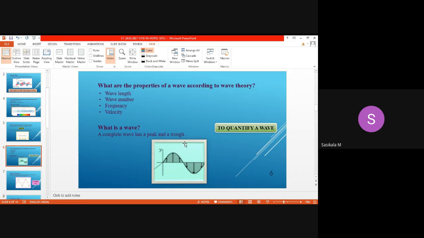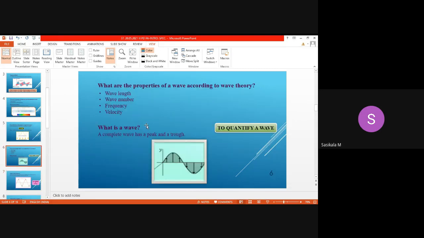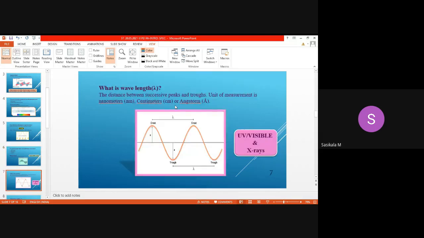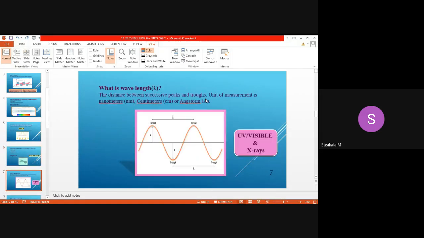So when the radiation is passed in a vacuum, how will you calculate the number of waves? Each wave will have one peak and one trough. That is called a wave. Next, we'll move on to wavelength. What is wavelength? The first parameter is wavelength, and it is to quantify a wave. Here, wave theory is to quantify a wave. Wavelength is denoted with lambda.